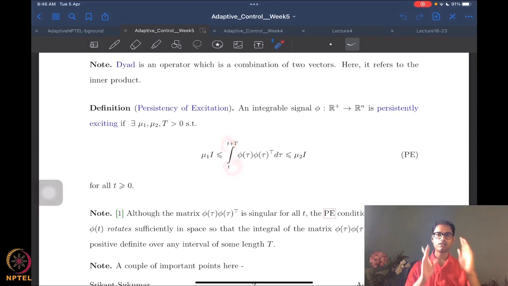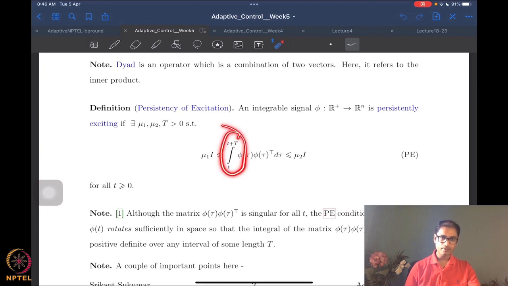So this is what it means to have a sliding window, right? Because as I change t, my windows start to slide. Changing t means I'm sliding the window, because this capital T, that is the range of the integration, remains the same. It remains capital T, but I'm changing the initial time from which I began. All right, great. So what does this inequality mean?